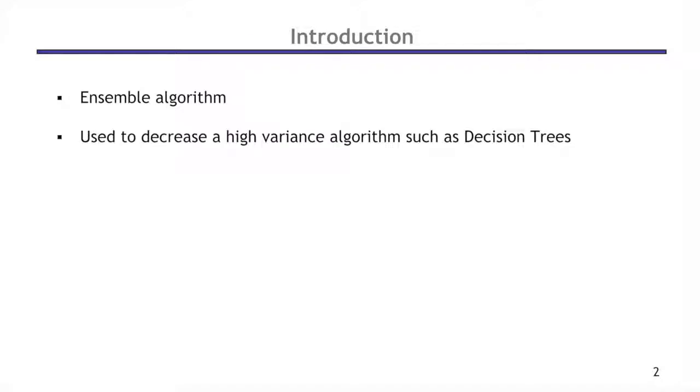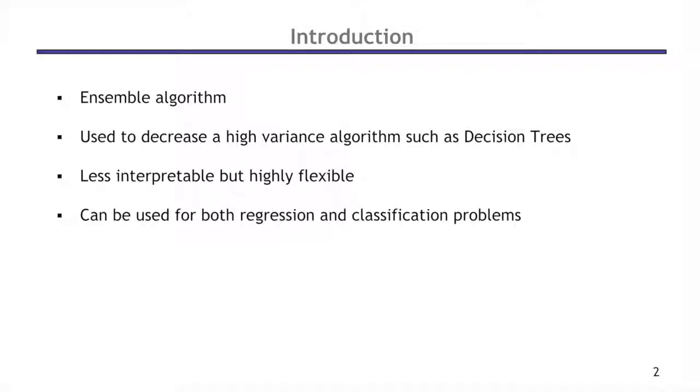Why ensemble methods are popular is because they bring down the variance. And since we are combining multiple architectures together, they are less interpretable, but they are highly flexible, and they can be used for both types of problems, classification and regression. And obviously, since they are bringing down the variance, they offer high accuracy.